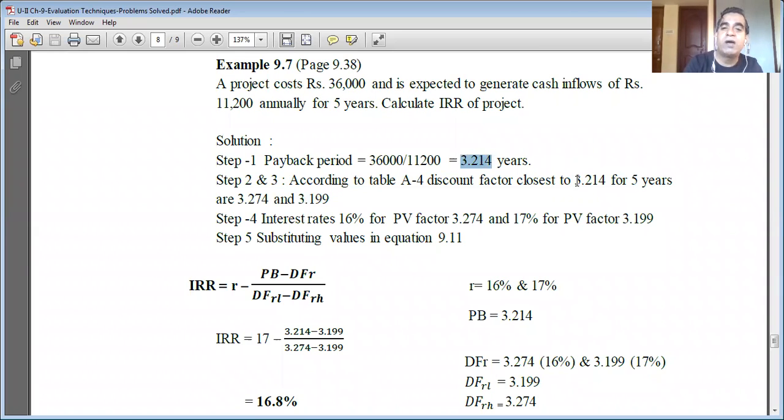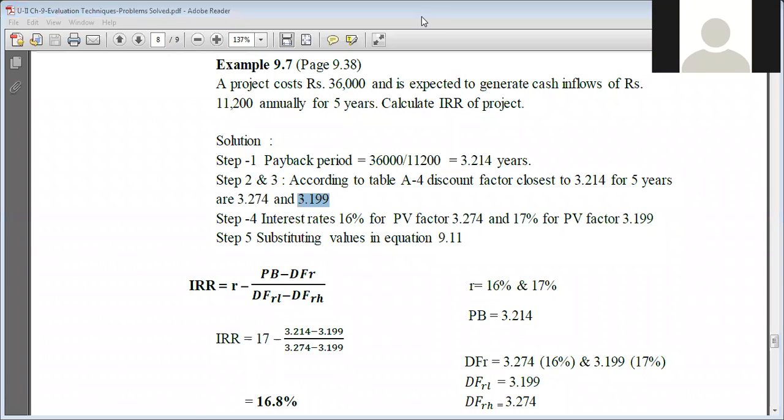So we have to find two discount factors, or two present value interest factors, that are closest to 3.214. One is 3.274 and another is 3.199. You should not make a mistake here. So, in the 5th year row. Now let me share the present value tables and we are going to find out.